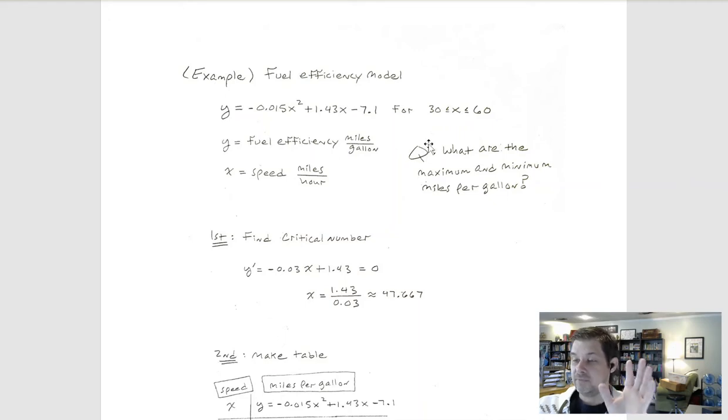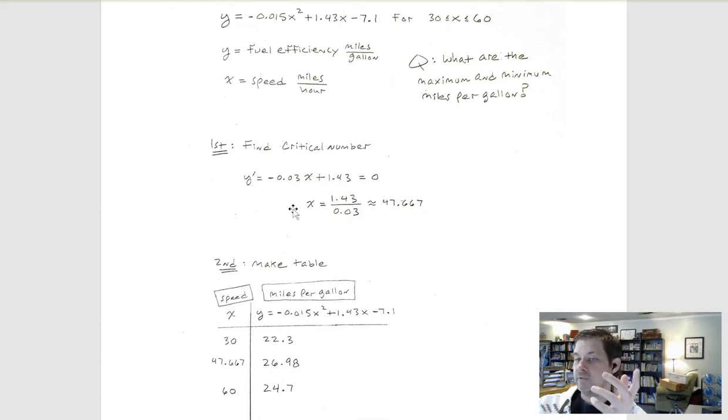Okay, so here's an example of what I was just saying. I have an equation, right? It models fuel efficiency versus speed. It tells you how those two things are influencing each other, all right? But I have a closed interval right here. My question is, what are the maximum and minimum miles per gallon within this closed interval for that function? All right, so let's go through those steps. First step was to find the critical number.